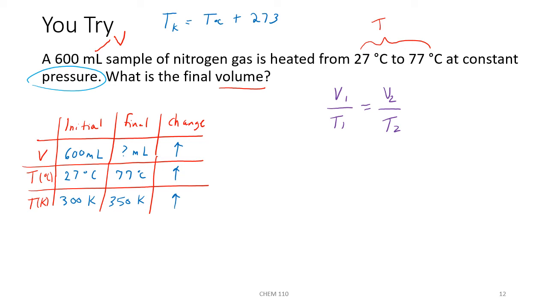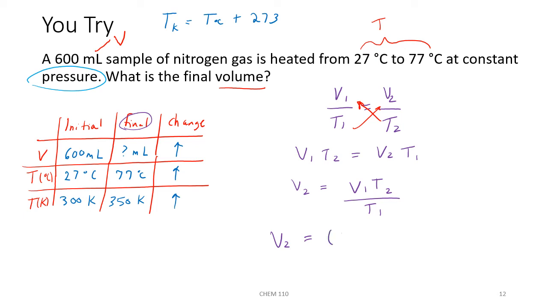All right, let's rearrange our formula for V2, or V final, which is what we're solving for. So first we can cross multiply. That would give us V1 times T2 equals V2 times T1, and V2 will be equal to V1 times T2 divided by T1. Next, we want to plug in everything from our chart. So our chart really just helps keep us organized to make sure that we're putting the correct volumes and temperatures into the initial and final spots.